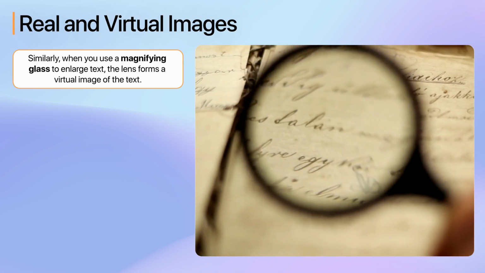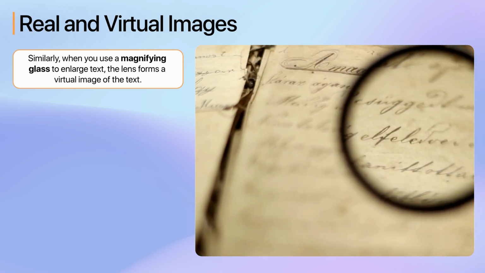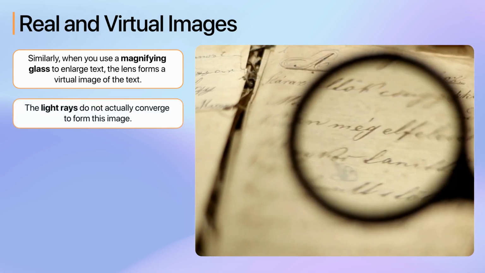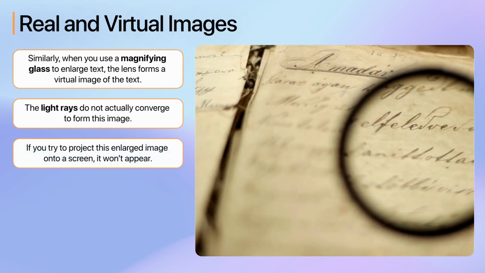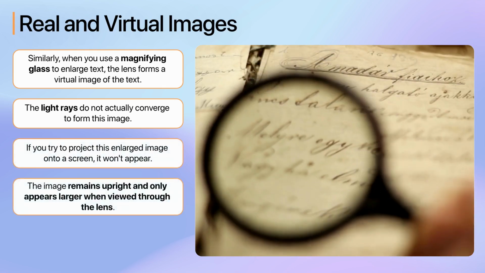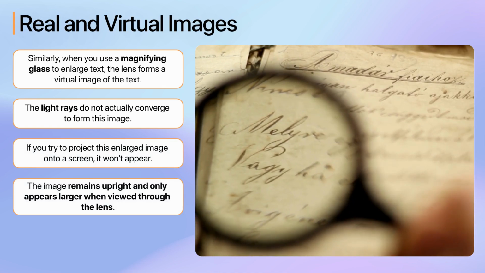Similarly, when you use a magnifying glass to enlarge text, the lens forms a virtual image of the text. The light rays do not actually converge to form this image. If you try to project this enlarged image onto a screen, it won't appear. The image remains upright and only appears larger when viewed through the lens.